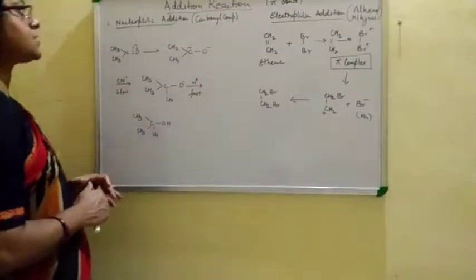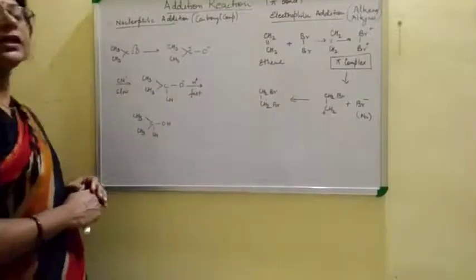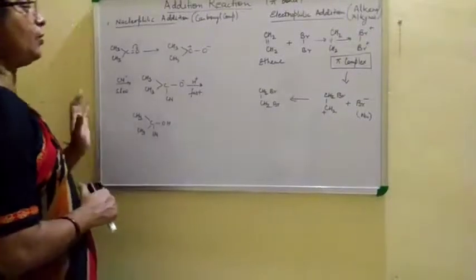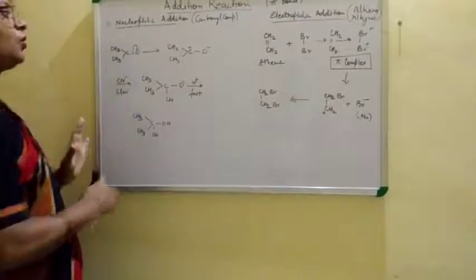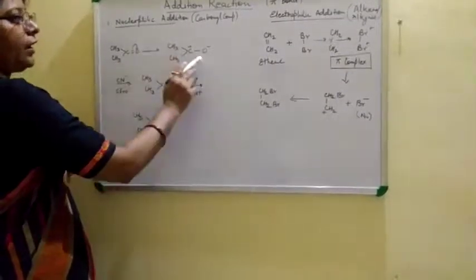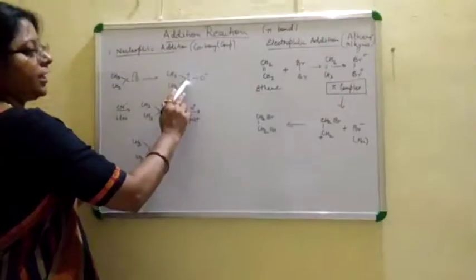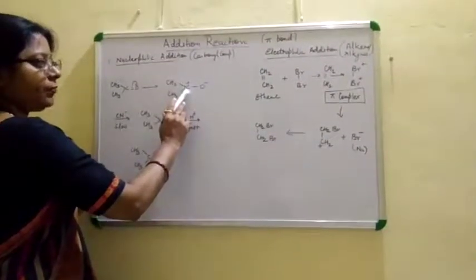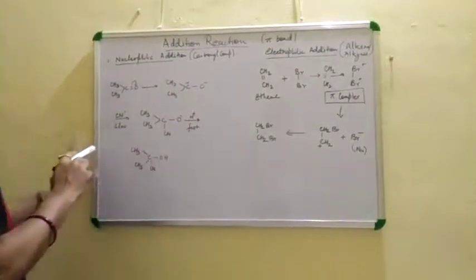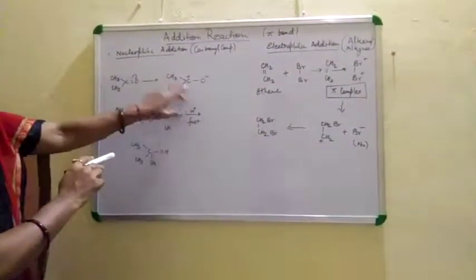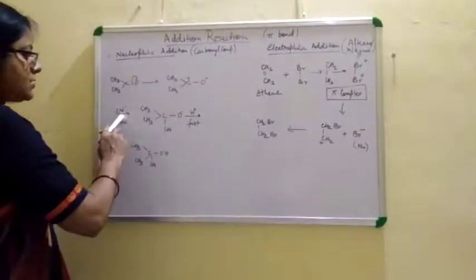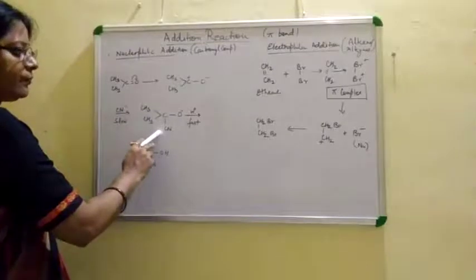First is nucleophilic addition reaction. This takes place generally in carbonyl compounds. In a carbonyl compound, due to the electrophilic effect, the oxygen atom attracts the electron towards itself and acquires the negative charge, and the carbon atom acquires the positive charge. And this positively charged carbon atom is attacked by the nucleophile, like here the cyano group, and attached here.